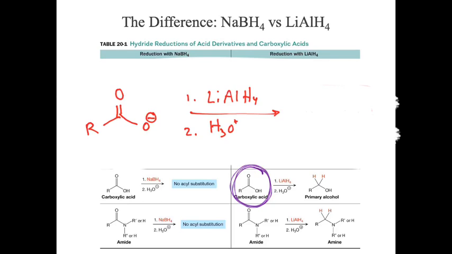Okay? So it would beg an interesting question. We said that we don't want a protic solvent because it kills the nucleophile. But our starting material is protic. What would that do to the nucleophile? It would kill the nucleophile. If there's no nucleophile, how does it do the reduction? Excess. There's a lot of the nucleophile.